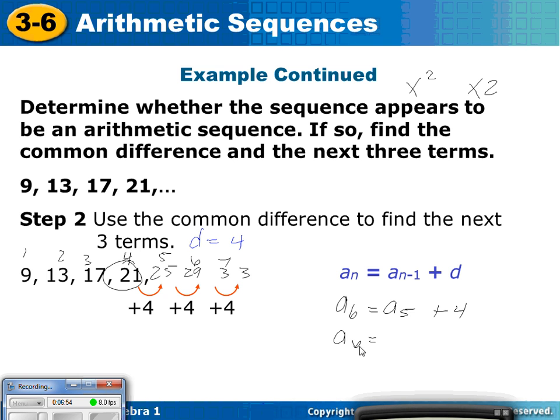To know a sub 6, a sub 5 is 25, plus 4 is 29. You need to understand the steps because you have to understand how to use the formula, because you're not always given all the terms. Sometimes you have to work backwards or you have missing pieces.